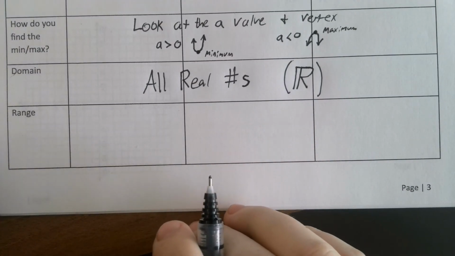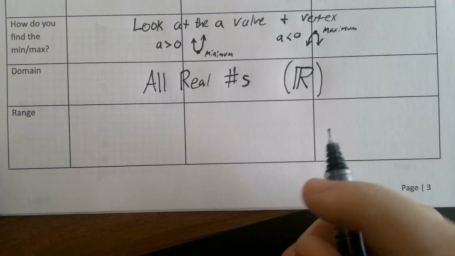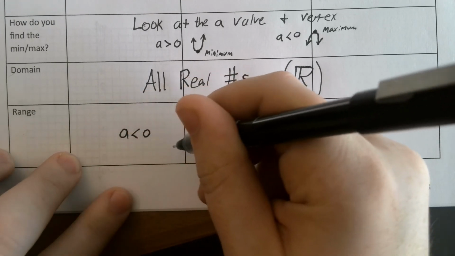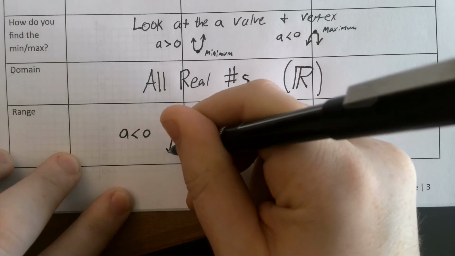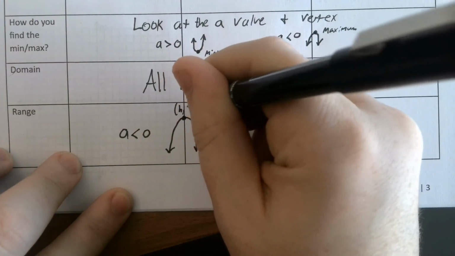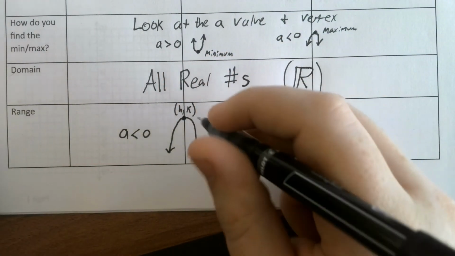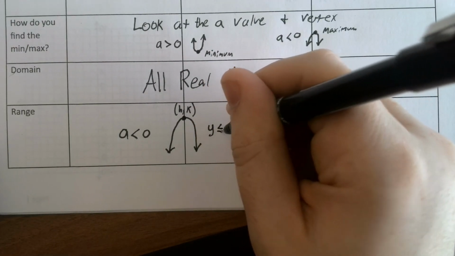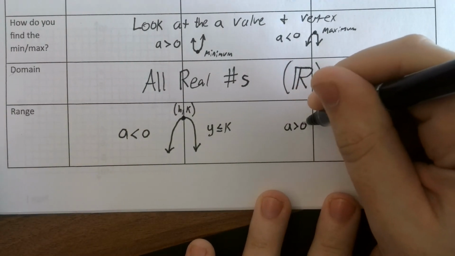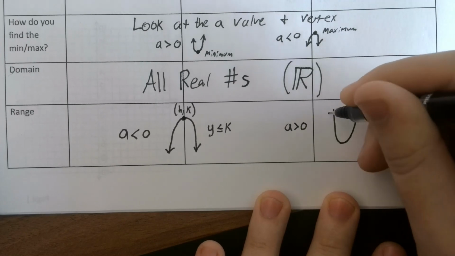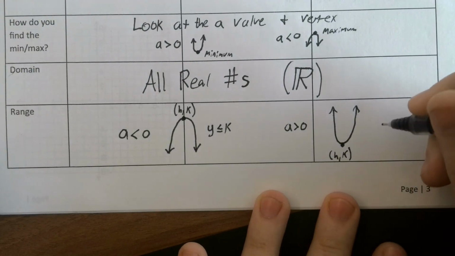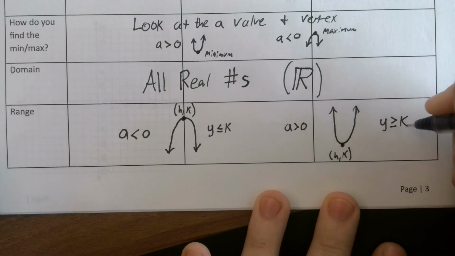Last but not least, we have our range. While the range does depend on your orientation, it's still the same for all three. For instance, when our a is less than 0 and our parabola is down like a frown, let's pretend that this is our vertex up here. We'll call it h comma k. Your range is just going to be y is less than or equal to whatever that k value is, whatever the y of our vertex is. When a is bigger than 0 and our parabola is up like a cup, again, we pretend our vertex is at h comma k. We say that our y values are all bigger than or equal to k.